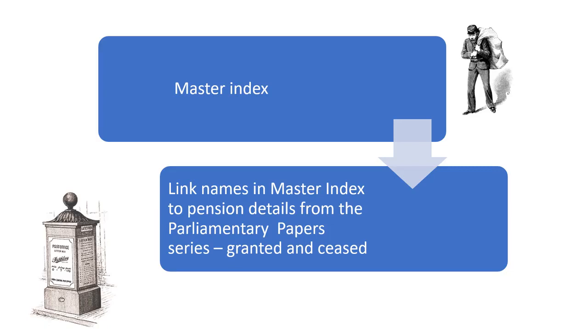The reason why we need both is because we think that there's only a proportion of the pensioners that actually end up in the pension records in the parliamentary papers. So our basic index is what you're transcribing. The parliamentary papers adds some additional details.